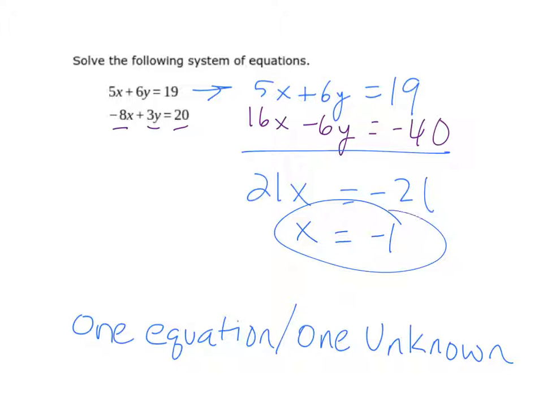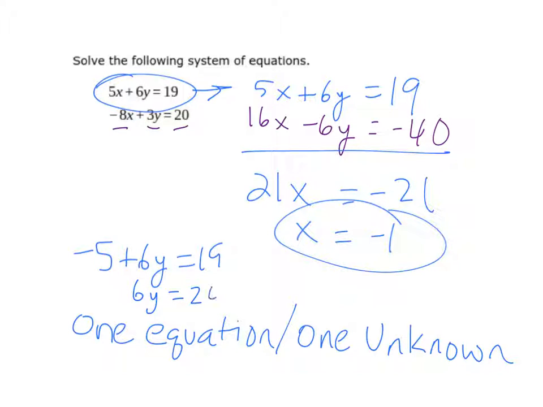Now that I know what the x value is, I can go back into either equation, this one or this one, with this x equal to negative 1 to find the appropriate y value. So just for kicks, I'll pick this one. I know x is negative 1, so 5 times negative 1 is negative 5, plus 6 times some weird y value equals 19. Still back in pre-algebra, trying to solve this for y, I'll go ahead and add 5 to both sides to give me 6y equals 24. And then finally, to get this y by itself, I'll divide both sides by 6. And when I do that, I get y equals 4.